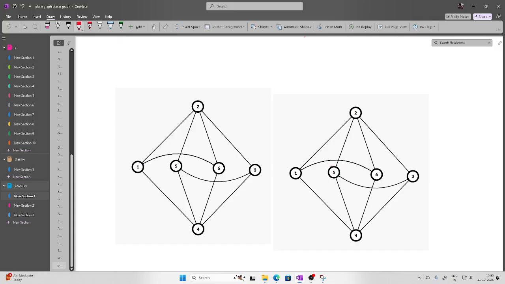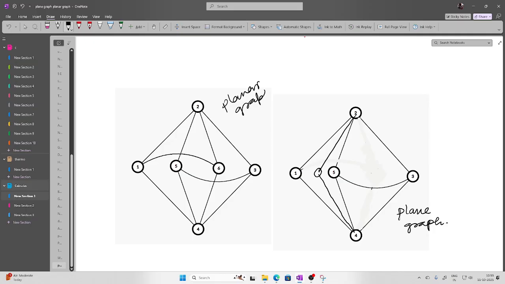How can I remove the edges one by one and draw them in a separate way? First, I'll remove this edge, as well as this vertex, from this place. Then I will bring that edge here and draw it. Now if you look closely, no edge is intersecting, and hence this is a perfect example of a plane graph, and the original graph is nothing but a planar graph.